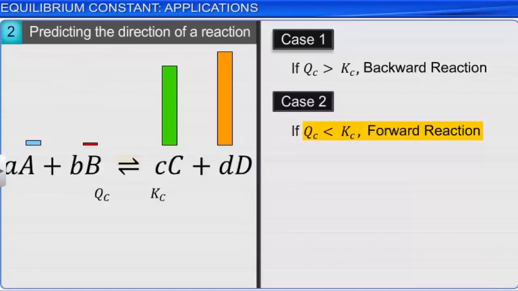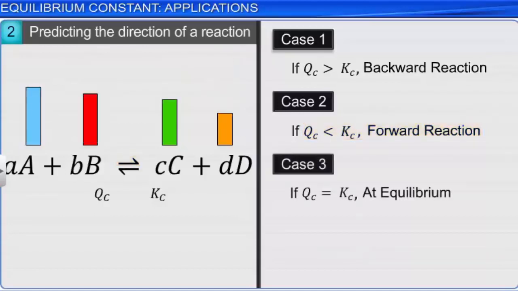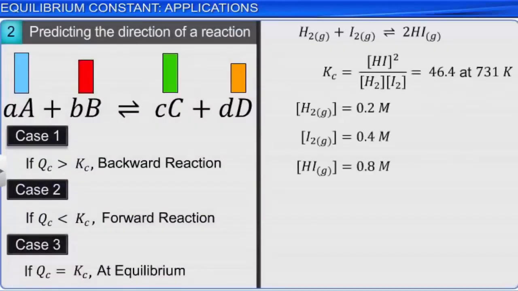If the value of reaction quotient Qc is equal to equilibrium constant Kc, then it indicates that the reaction mixture is at equilibrium. Thus, we can predict the direction of a reaction with the help of its reaction quotient and equilibrium constant. For example, the equilibrium constant for the gaseous reaction of hydrogen with iodine to form hydrogen iodide at 731 Kelvin is 46.4.